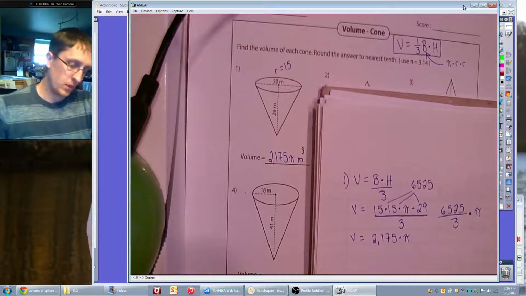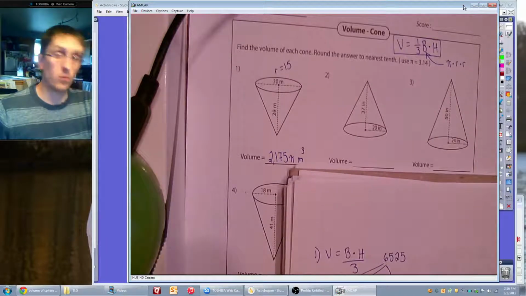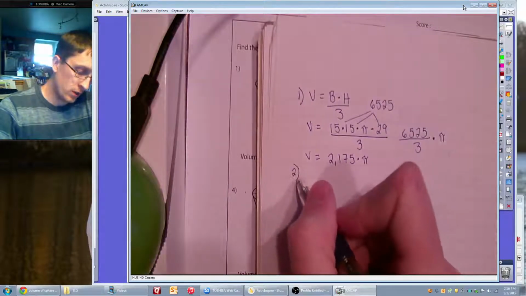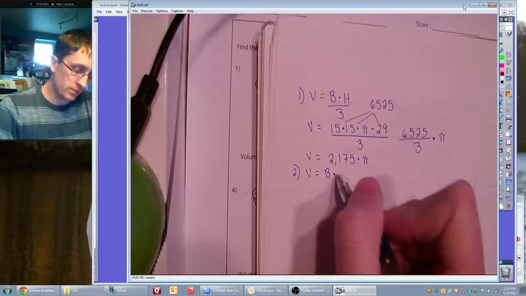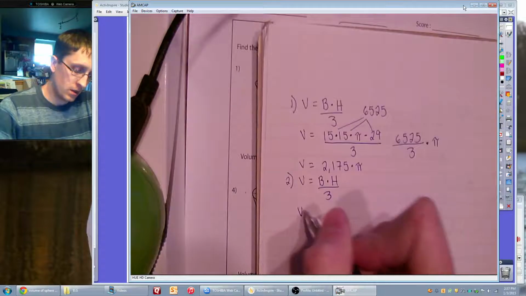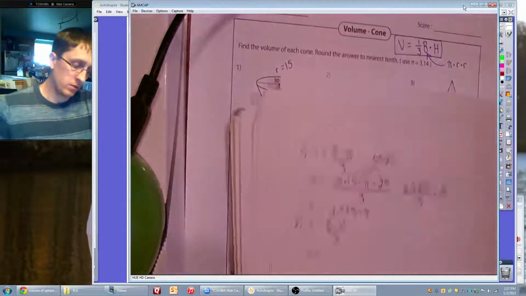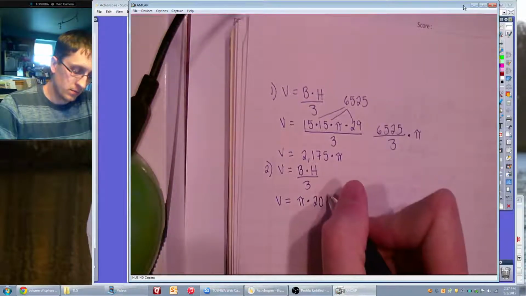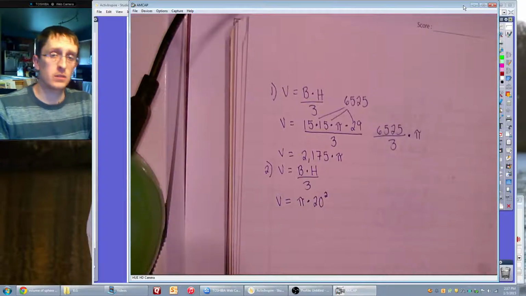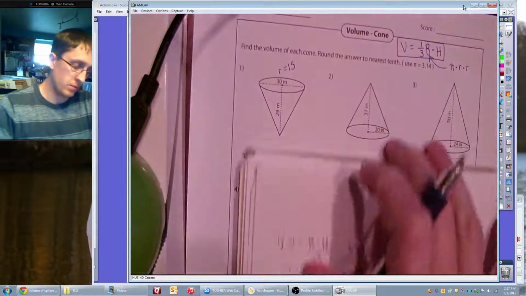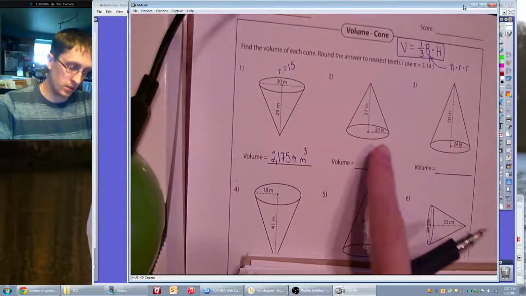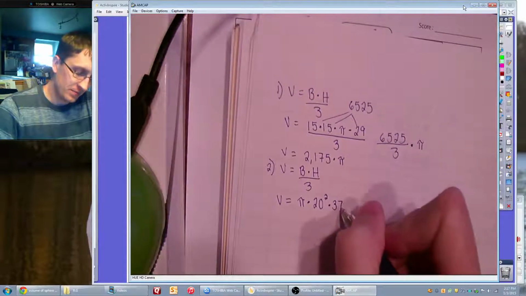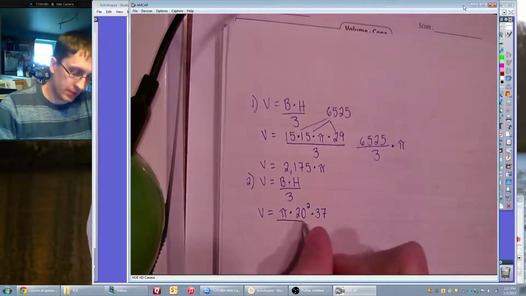Number 2, we've got a cone with a radius of 20 and a height of 37. So I'm going to write down number 2, volume equals base times height divided by 3. My radius was 20, so I'm going to take pi times radius squared for the area of my base, which means pi times 20 times 20. I'm going to times it by the height of my prism, or cone, which in this case is 37. I looked at the wrong problem, sorry. And once I find that product, I'm going to divide all of it by 3.